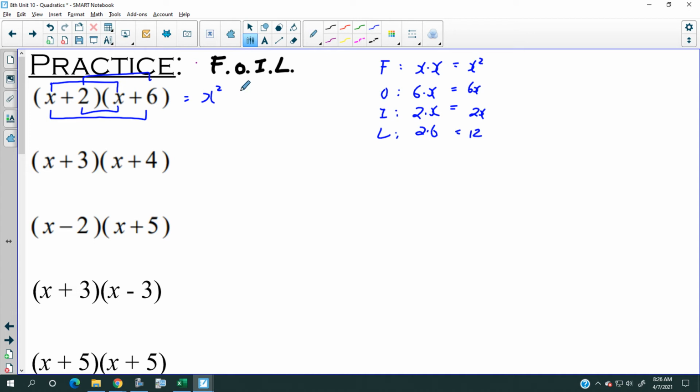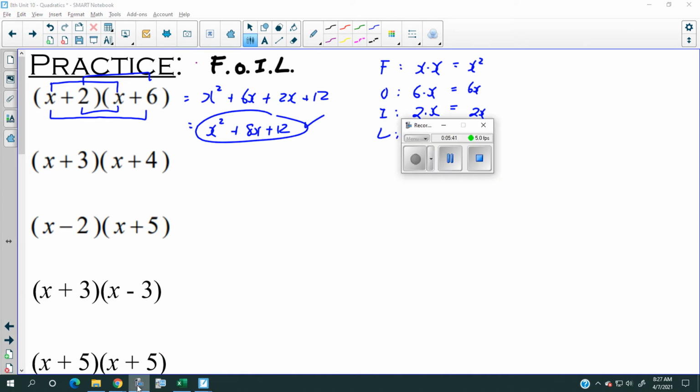Now, if you want to write it out like the way I did, you could write it out like this. That way also helps you keep track of the sign. It's a little bit better at doing that. Combining like terms, 6x plus 2x is 8x plus 12. Standard form, voila, done, okay?